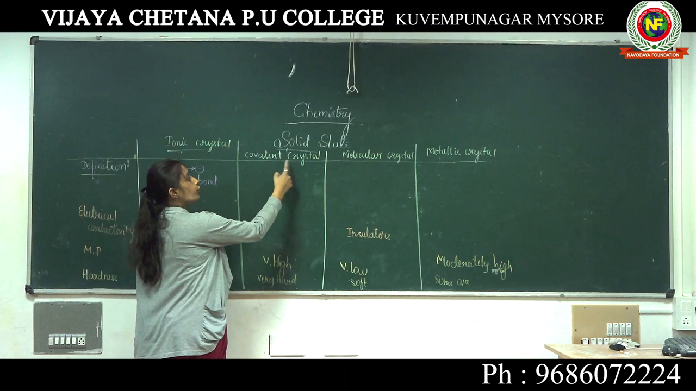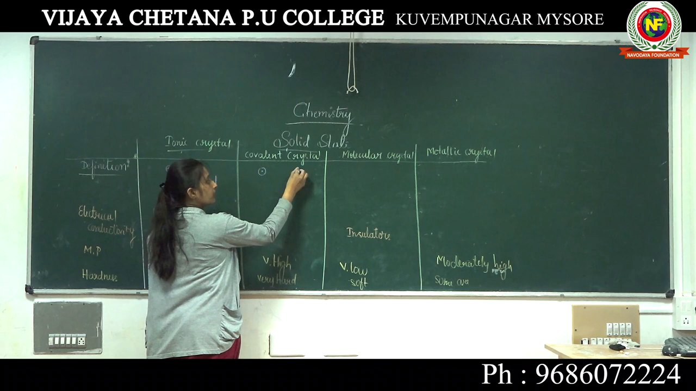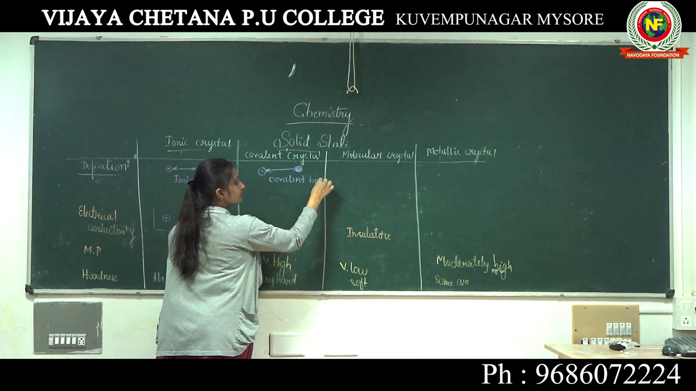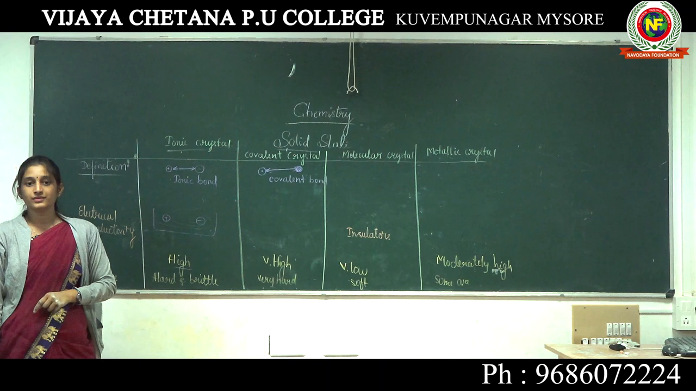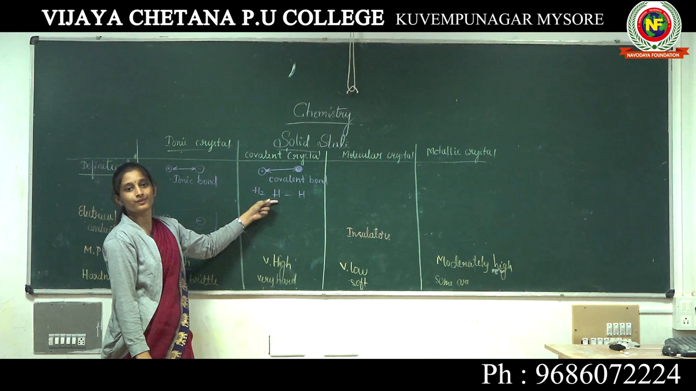Next comes the covalent crystal. Same thing as we discussed for ionic. Between the atoms, the bond is a covalent bond. Here there is no positive or negative charge. Why? Because, for example, in H2 a covalent bond is there between the two H atoms. Same thing here also.